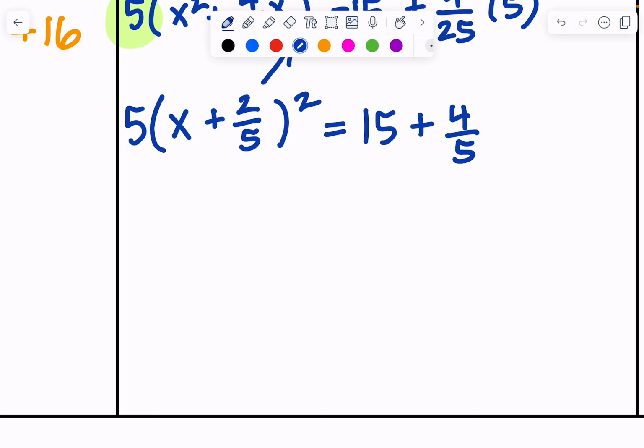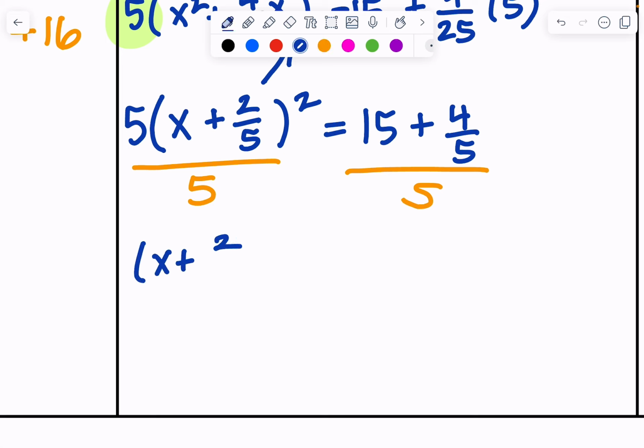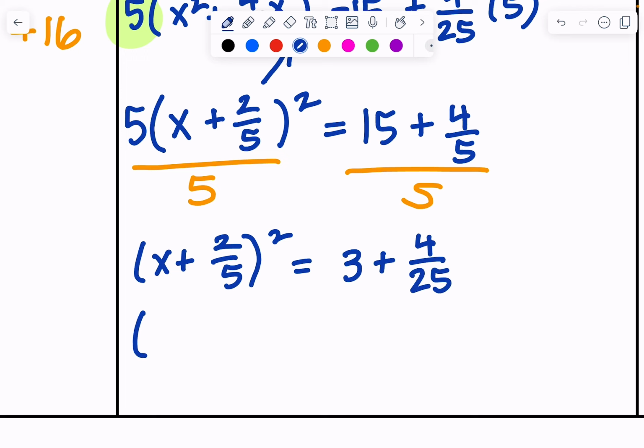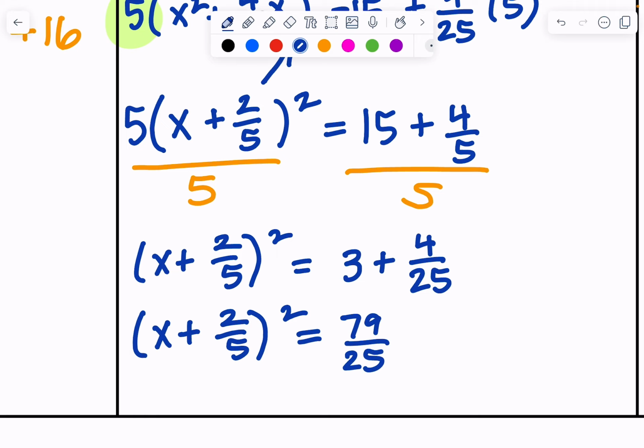And I'm just going to leave it like that for now, just to see if it'll cancel out a little bit easier. I'm going to divide by 5. So I'm going to have x plus 2/5 squared is equal to 3 plus 4 over 25. So it didn't really help. That's okay. Let's go ahead and add those together. So I'm going to have x plus 2/5 squared is equal to, if I add those together, that would be 79 over 25.